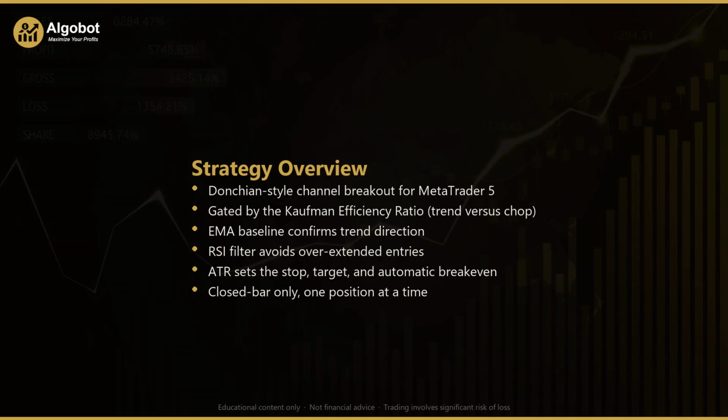Two further filters refine each entry. An exponential moving average acts as a trend baseline, so long entries only occur above it, and short entries only occur below it. A relative strength index reading keeps the strategy from chasing a move that has already stretched too far. Finally, the average true range, a measure of recent volatility, is used to size the stop loss, the take profit, and an automatic move to break even. In terms of who this style might interest, it leans toward traders who study trend and breakout behavior and who prefer a rules-based, closed-bar approach. As always, this is shared purely for education and never as a recommendation to trade.